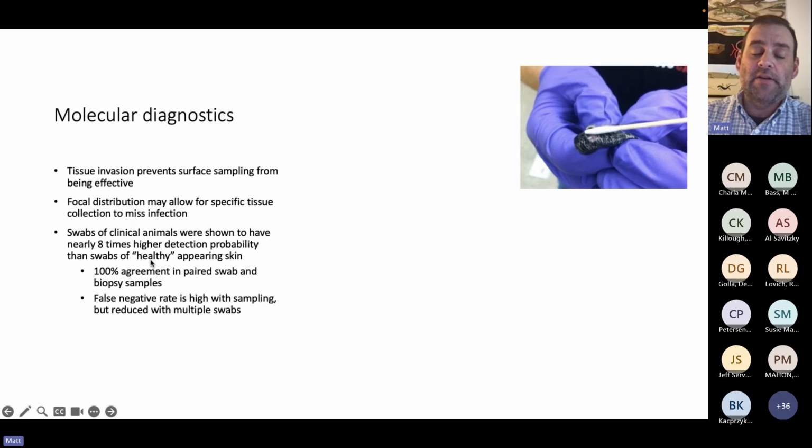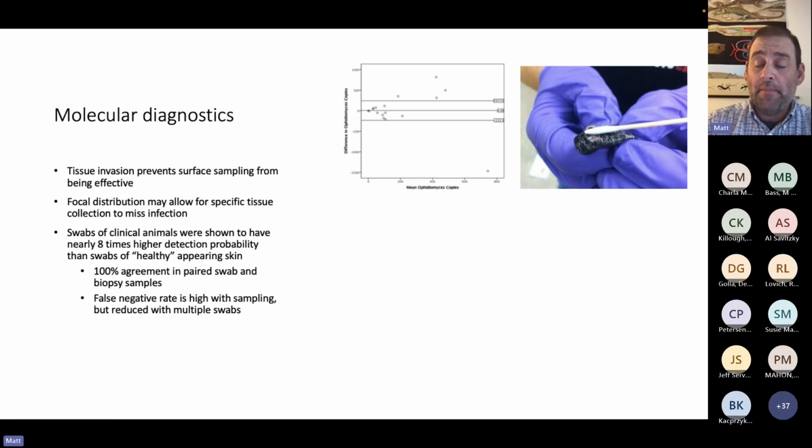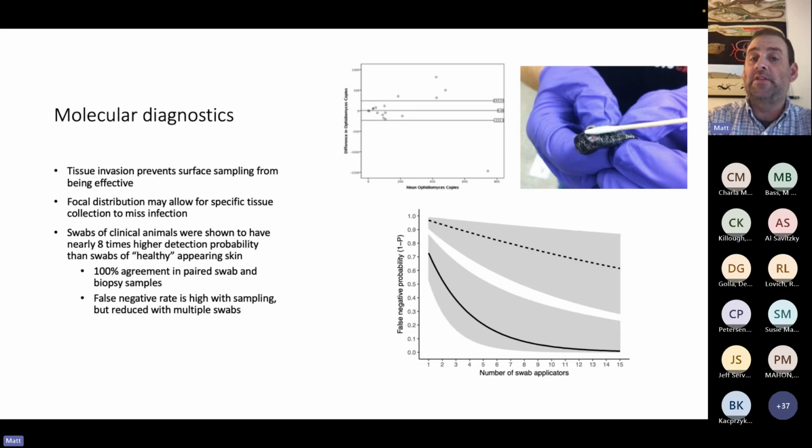So we looked at, prior to the DoD project, swabs of clinical animals, which have nearly 8 times higher detection than swabs of healthy skin, but the false negative rate is quite high. But between biopsies and swabs, we're really good. So we don't necessarily need to get invasive, but swabs can be under-detected unless we swab multiple times and across multiple places on the body. So a single swab on the left side, even a whole body swab, has a 70% false negative rate.